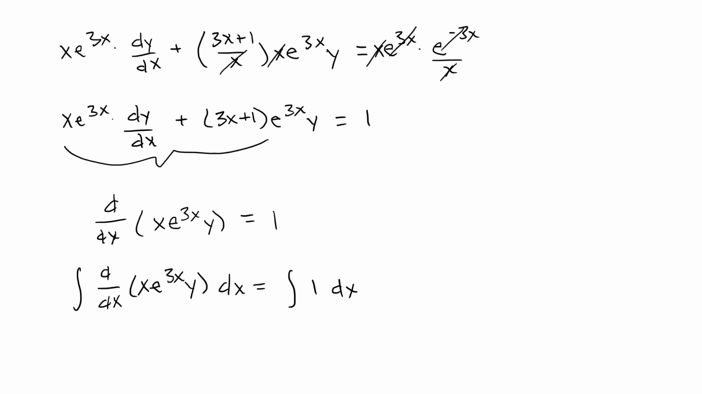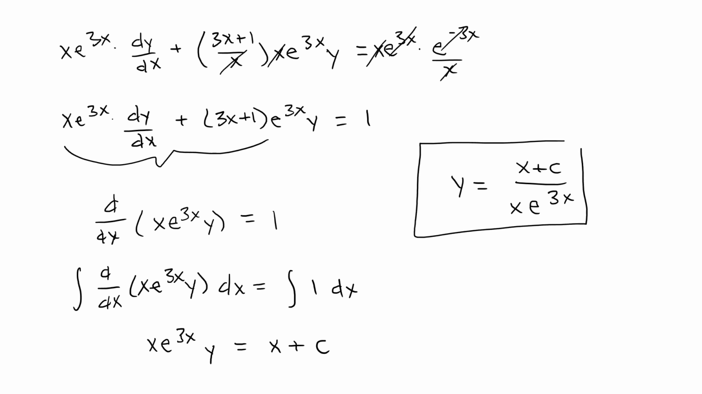All right, then we can simplify our integral. So we will have x e to the 3x y equals x plus c. Then we want to get y by itself, so we will have y equals (x plus c) over x e to the 3x. And that will be our general solution.